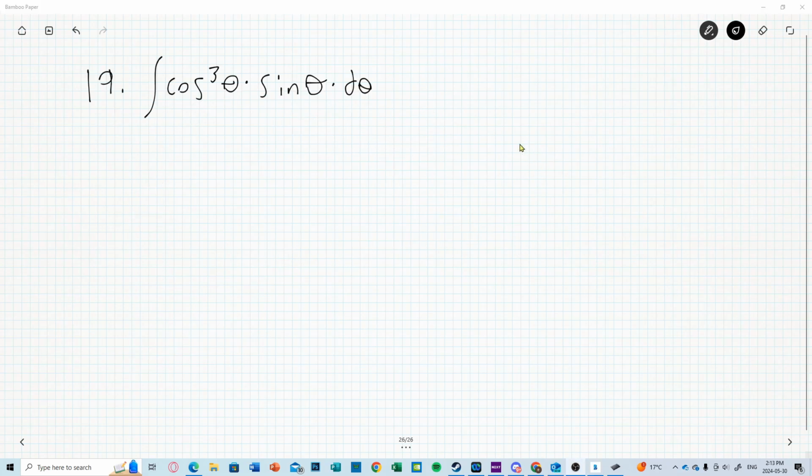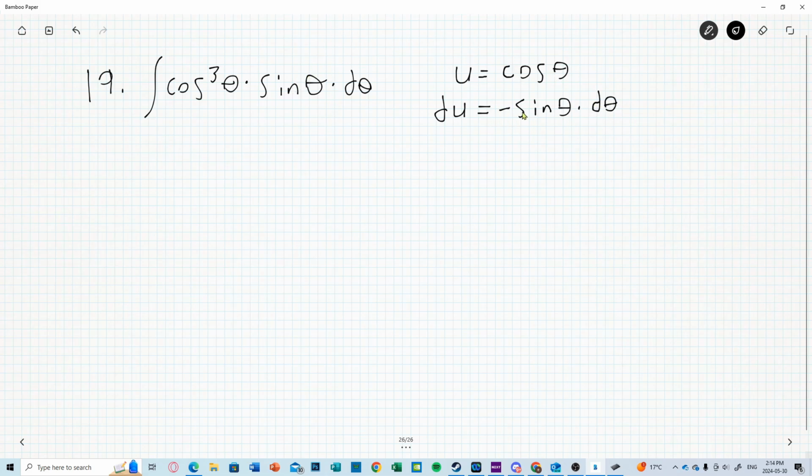Okay, next up we have question 19, which is the integral of cos cubed theta multiplied by sine theta multiplied by d theta. So here we're going to make it easy on ourselves, and we're going to set u right away to whatever has the highest degree, because we'll know that the derivative will be a lot easier. So u here is going to become cos theta. And then right away we're going to find our du, which is just the derivative of cos, which we know is negative sine theta multiplied by d theta.